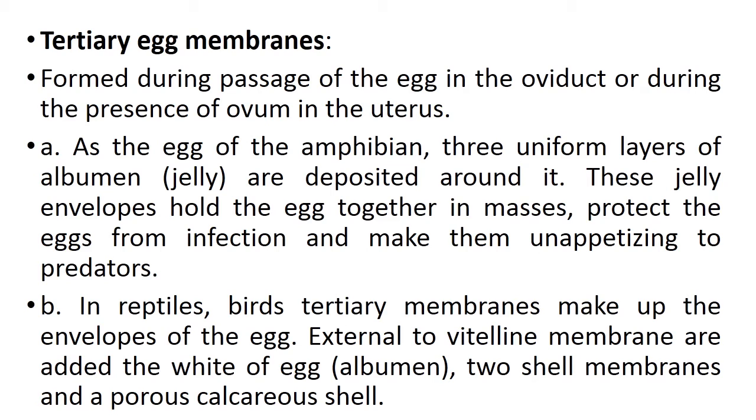And tertiary egg membranes are formed during passage of the egg in the oviduct or during the presence of the ovum in the uterus. In the egg of the amphibian, 3 uniform layers of albumin are deposited around it. These jelly envelopes hold the egg together in masses, protect the egg from infection and make them unappetizing to predators. In reptiles and birds, tertiary membranes make up the envelopes of the egg. External to the vitelline membrane are added the white of egg, albumin, 2 shell membranes and a porous calcareous shell.